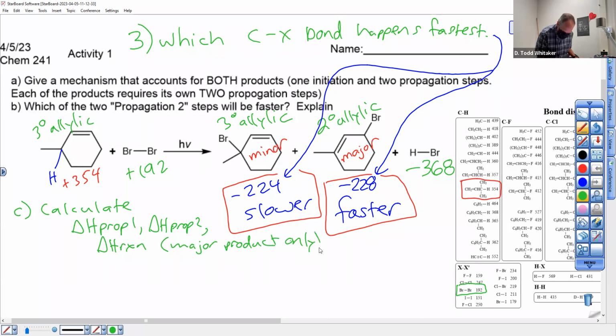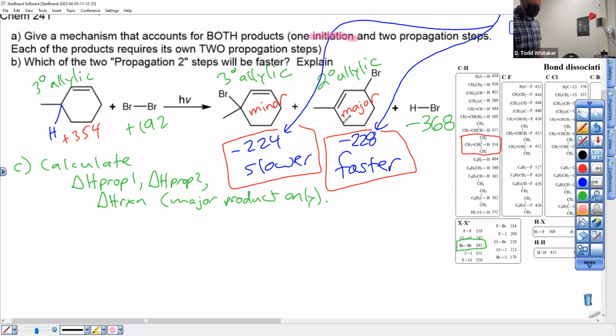All right, that kind of makes it like Monday again. And we're going to finally do part A. Do you remember what happens during initiation? Initiation. What happens? You break the BrBr, exactly. And I'm just going to short form that to init.